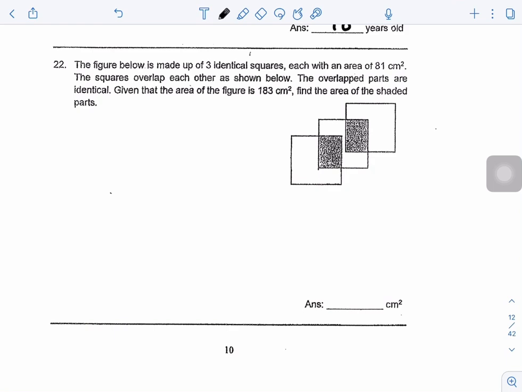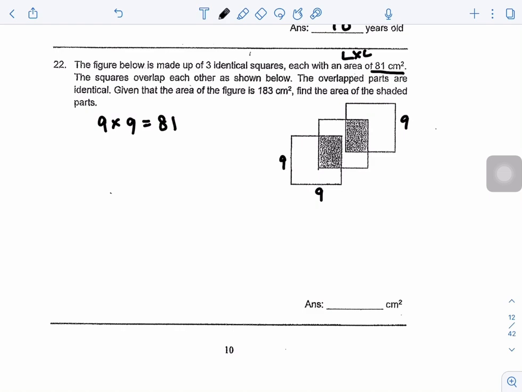Question 22. The figure is made up of 3 identical squares, each with an area of 81. Area of a square is length times length. If the area is 81, that means one side is 9 cm. Okay, each side is 9 cm.